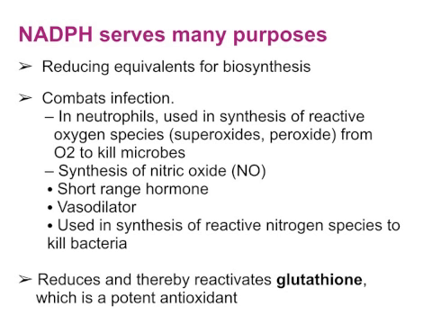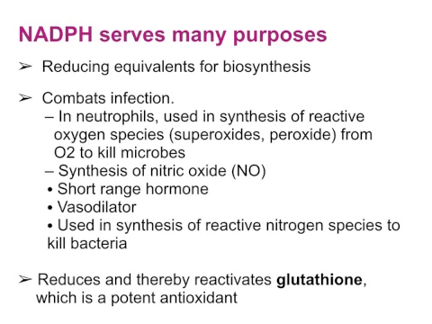Now, NADPH is a very important electron carrier, and it serves many purposes. It's used for reducing equivalents in biosynthesis, as we saw just previously. But it also combats infection, and it does so because it's used in neutrophils for the synthesis of reactive oxygen species to make superoxides and peroxides from oxygen in order to kill microbes. Neutrophils are our body's first line of defense in combating infections. You'll often find neutrophils there first. And these white blood cells synthesize superoxides and peroxides from molecular oxygen.